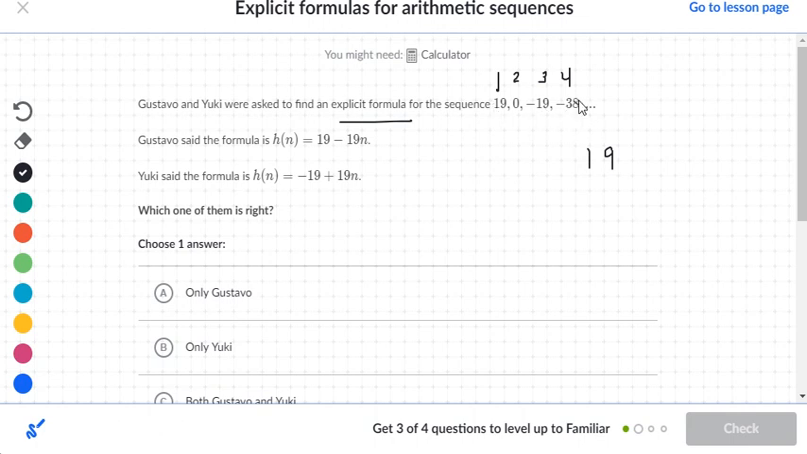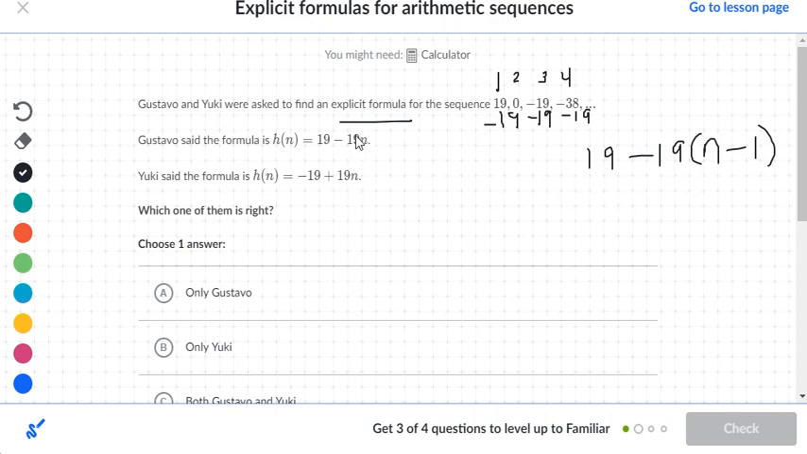Now to go from 19 to 0, 0 to negative 19, negative 19 to negative 38. Notice we're ending with a negative number, so our rule is going to be negative. Well, this is pretty obvious because to go from 19 to 0 has got to be a negative 19. To go from 0 to negative 19 again is a negative 19. To go from negative 19 to negative 38 is a negative 19. So our rule is negative 19 here. So you would say negative 19 followed by the n minus 1. So our rule would be 19 minus 19, and then we would have n minus 1.